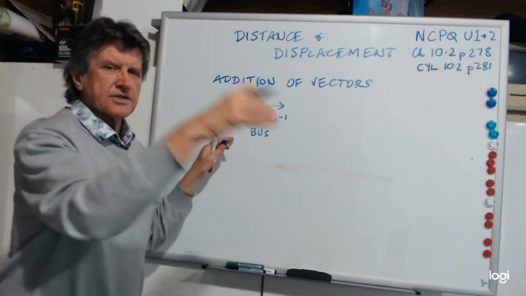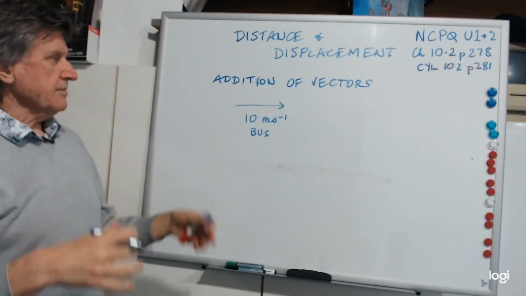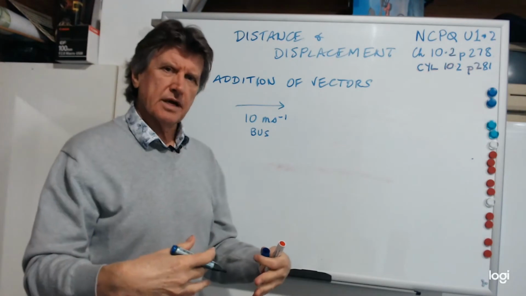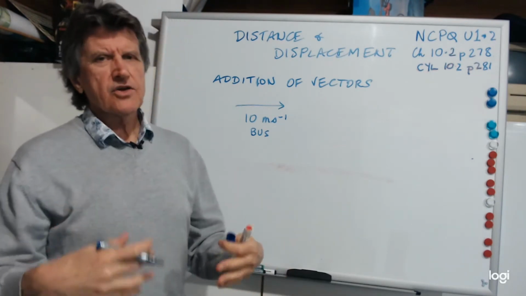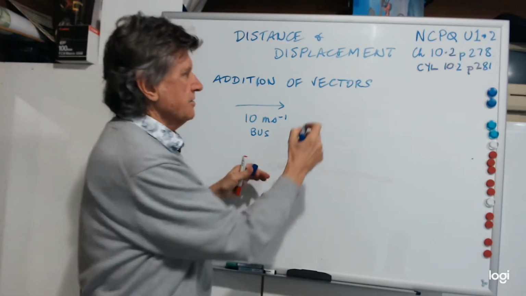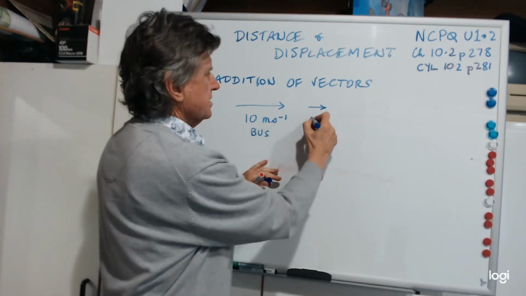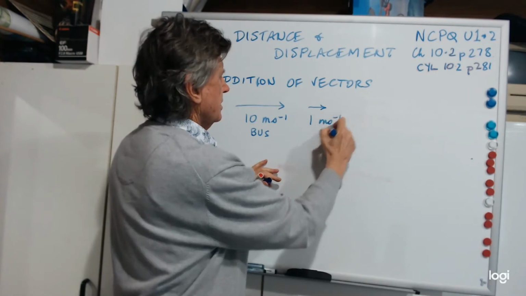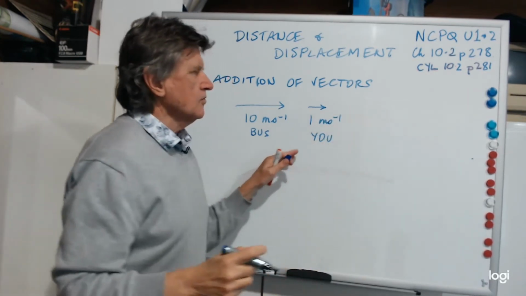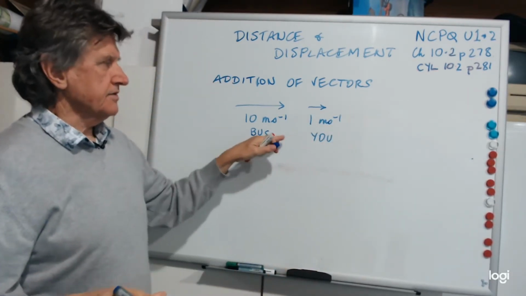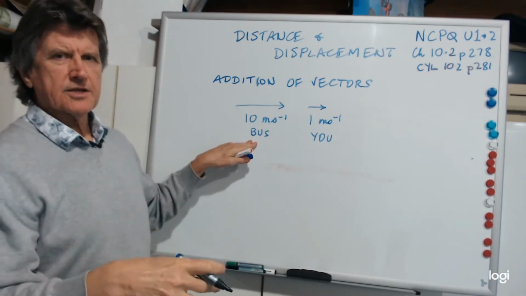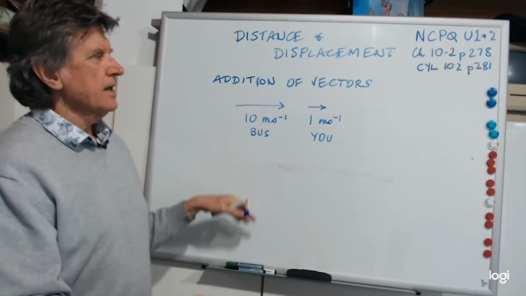So let's say the bus is travelling along the road at 10 metres per second, but let's imagine you're on the bus. Now let's say you can walk at 1 metre per second relative to the bus. So this is the bus, this is you. You can walk at 1 metre per second relative to the bus, and the bus moves at 10 metres per second relative to the ground.